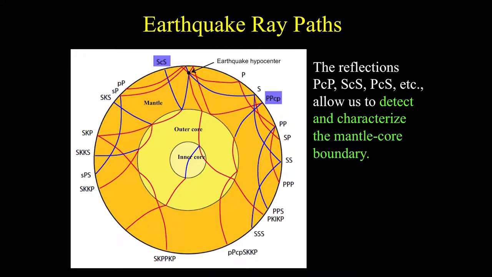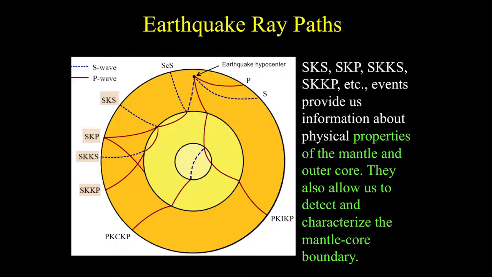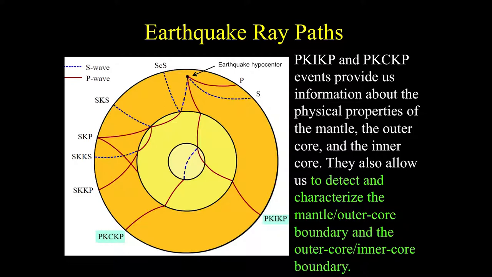SKS, SKKS, SKKP, and more events provide us information about physical properties of the mantle and outer core. They also allow us to detect and characterize the mantle core boundary. PKIKP and PKiKP events provide us information about the physical properties of the mantle, the outer core, and the inner core. They also allow us to detect and characterize the mantle outer core boundary and the outer core inner core boundary.